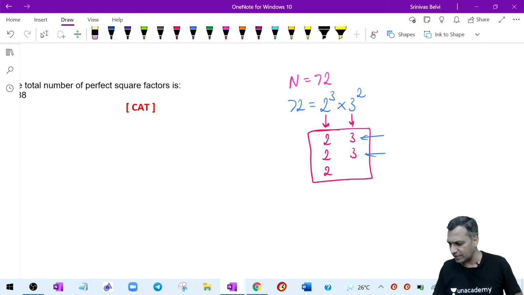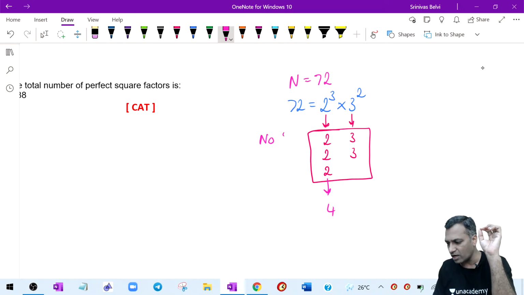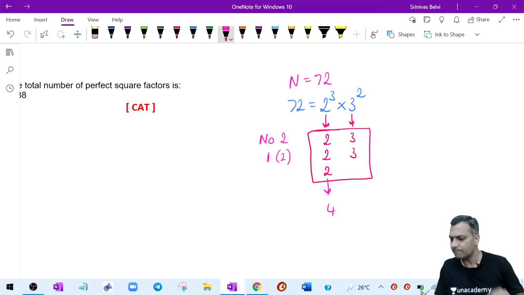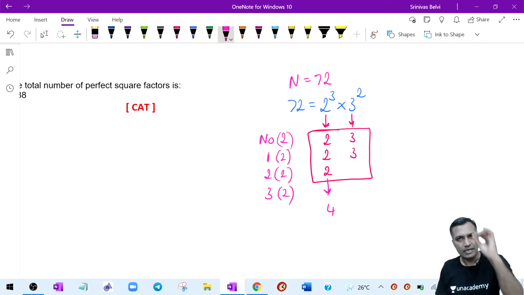All you are trying to say is this. You are saying that 2's I can deal with in 4 ways. What do you mean by 4 ways? No card on which 2 is printed, or I will give one card on which 2 is printed, or I will give you 2 cards on which 2 is printed, or I will give you all 3 cards on which 2 is printed. That's what you are trying to say. I can deal with 2's in 4 ways, right?